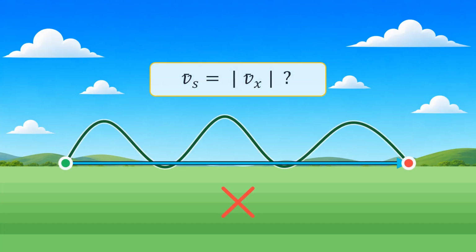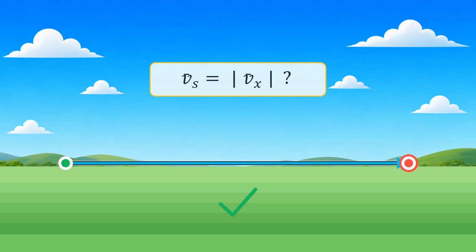Physically, average speed and average velocity have the same magnitude only when the actual path is exactly the straight displacement segment from start to finish. Any turn, detour, or backtracking makes the distance larger and makes the magnitude of average velocity smaller than the average speed.